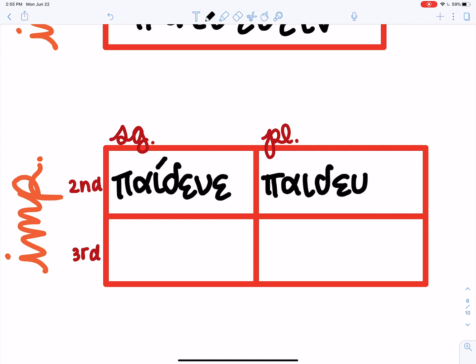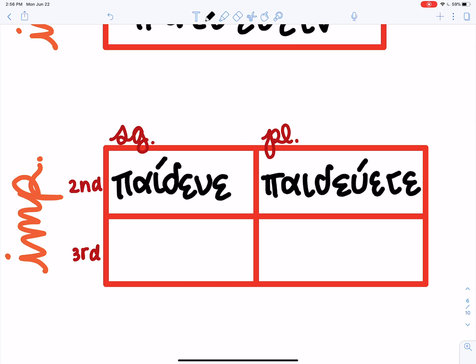And our ending is ete, the same as the second plural present active indicative. So epsilon, tau, epsilon. Put our acute on the ultima. And then move back 2 syllables because we know that that epsilon there is short, makes the ultima short. And we get paidoete. Or paidoete.